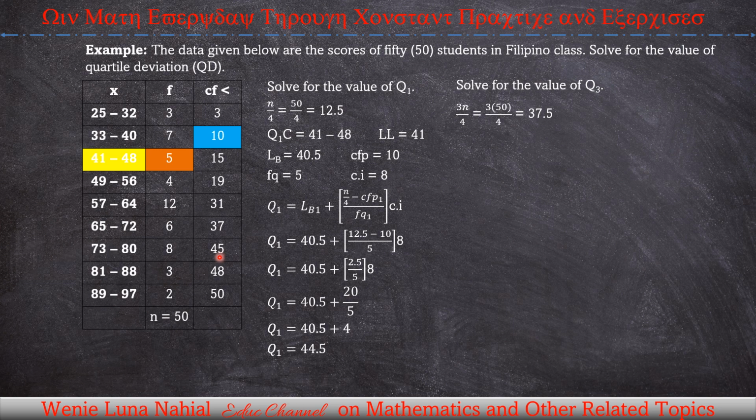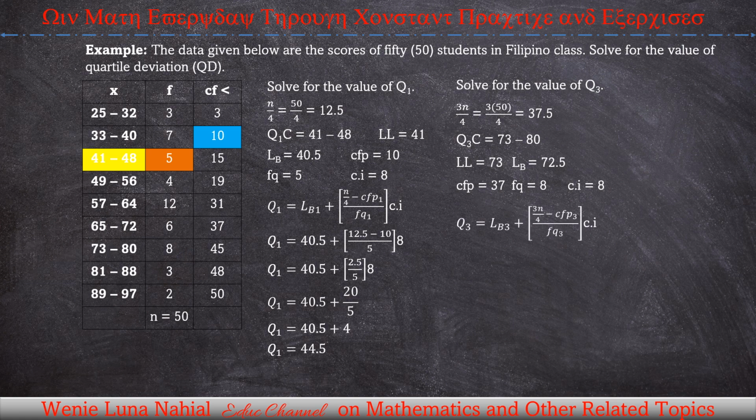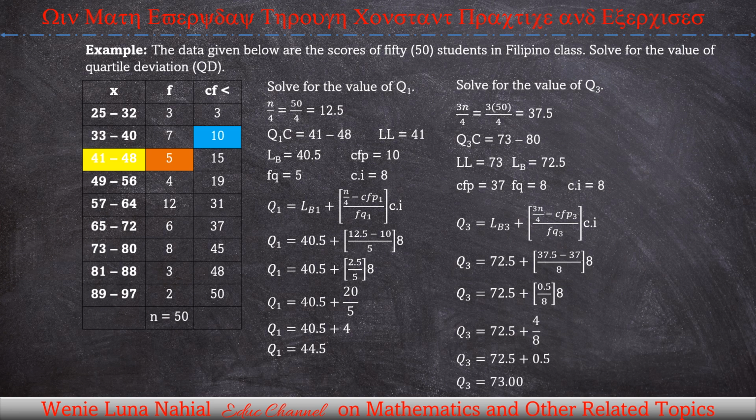So our quartile class is 73 to 80. So our lower limit is 73, so the lower boundary is 72.5. Then the cumulative frequency before is 37. Then the frequency of the quartile class is 8. Then the class interval is 8. So again, use the formula, do the substitution and the calculation. You will get 73. Okay, so we got Q sub 3.